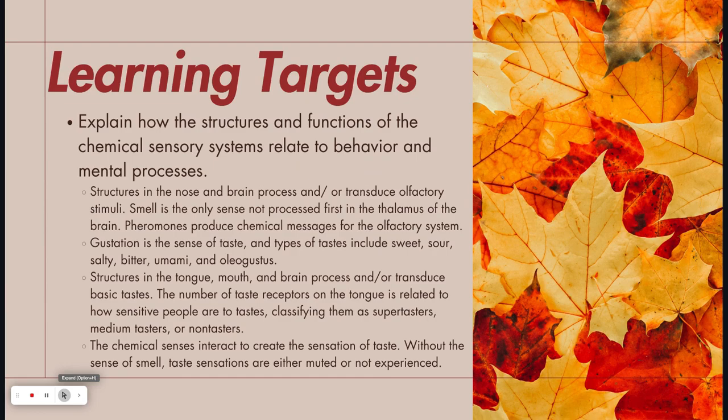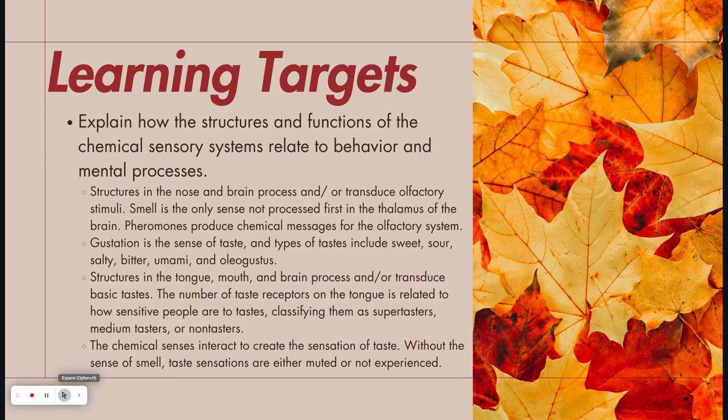Lots of learning targets. So, first, explain how the structures and functions of the chemical sensory systems relate to behavior and mental processes. So, structures in the nose and brain process and/or transduce olfactory stimuli. Smell is the only sense not processed first in the thalamus of the brain. Pheromones produce chemical messages for the olfactory system.